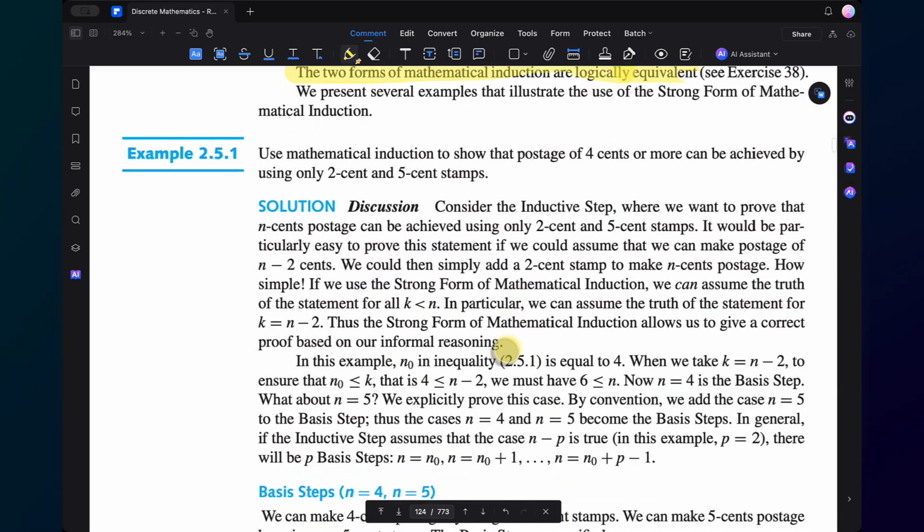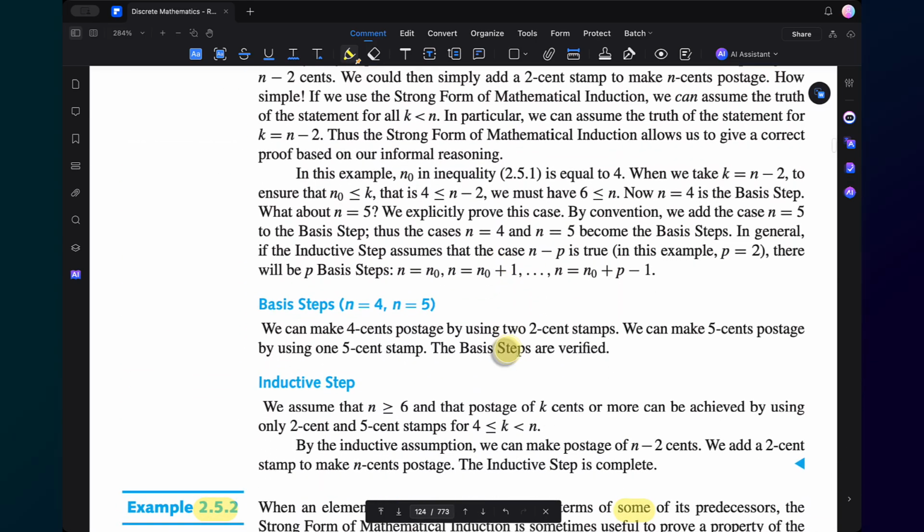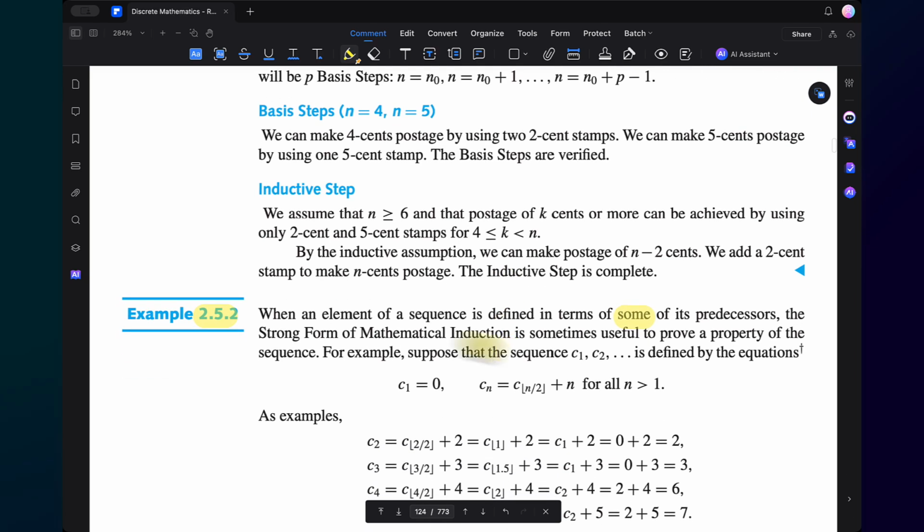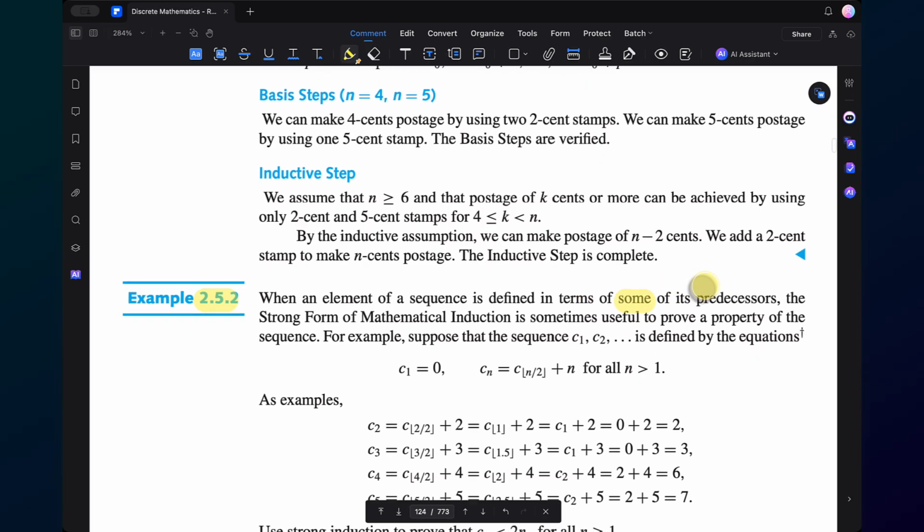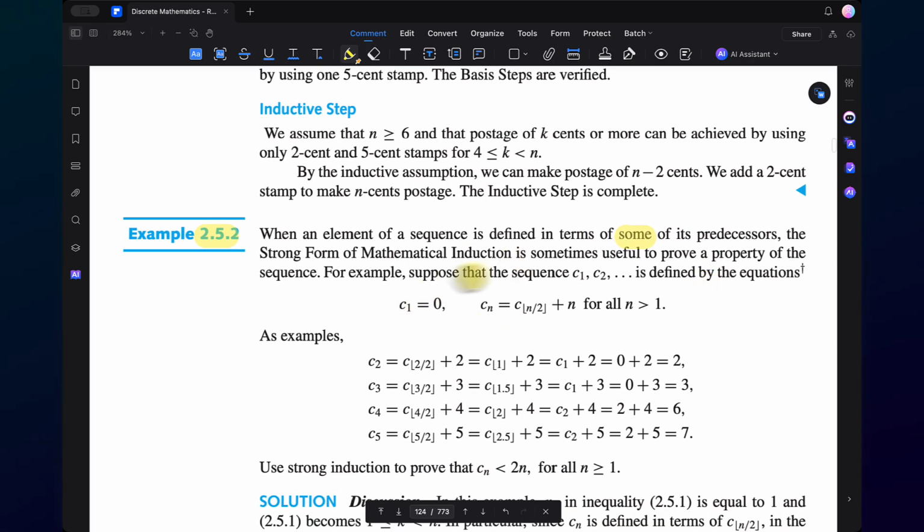But it comes into play when, here's the key, an element of a sequence is defined in terms of some of its predecessors. Not necessarily like in our other inductive proofs, where S(n) was always defined in terms of S(n-1). But if it's defined in terms of some of the predecessors, this becomes a useful technique. For example, let's do this.